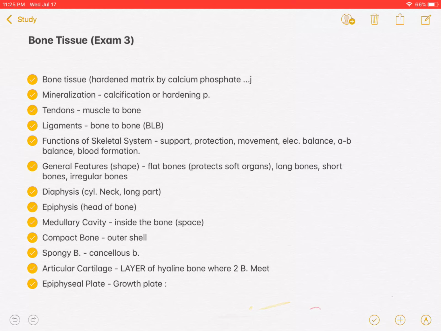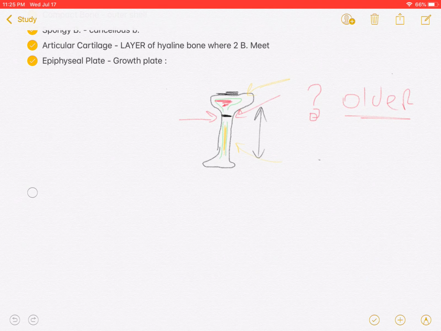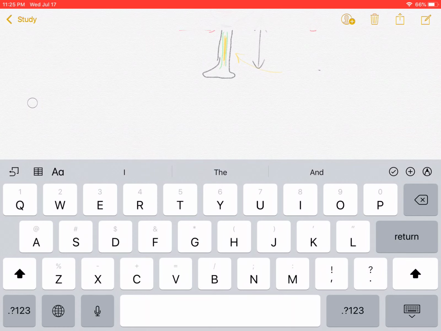Right, so the last episode, or previous episode, sorry, we talked about these topics. We drew a really corny drawing here of a long bone, okay? It's just long.